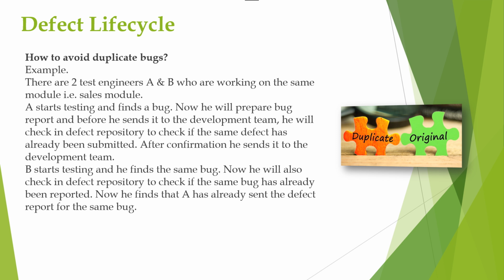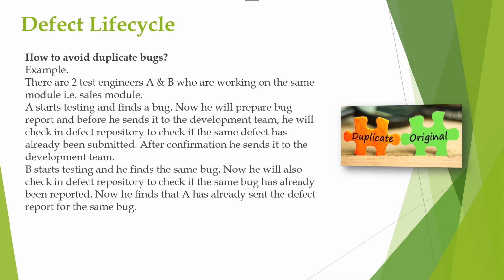Now the development team will assign a development engineer to solve the defect. On the next day, test engineer B, while testing, also finds the same bug and prepares a bug report. But before he sends it to the development team, he will first log into QA, go to the defect repository, and search for the sales keyword. There he will find the report which was sent earlier by test engineer A. So he does not send the defect report to the development lead.